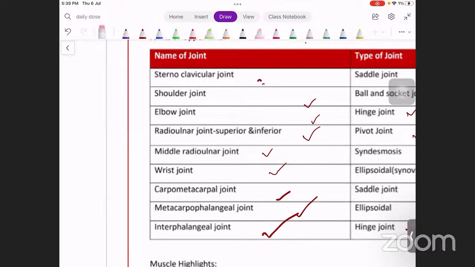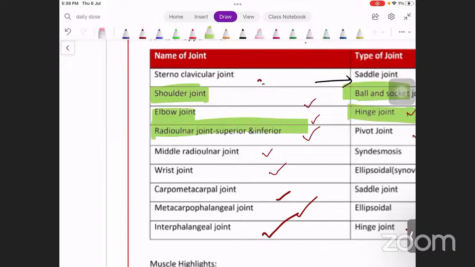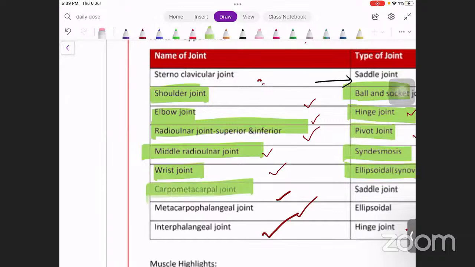No problem. So the sternoclavicular joint is your saddle joint, and the shoulder joint is your ball and socket. Elbow joint is your hinge joint. Radio-ulnar joint, superior and inferior, is a pivot joint, and the middle radio-ulnar joint is syndesmosis. Wrist joint is your ellipsoidal. Carpometacarpal joint is a saddle joint. Metacarpophalangeal is ellipsoidal. Interphalangeal is a hinge joint.